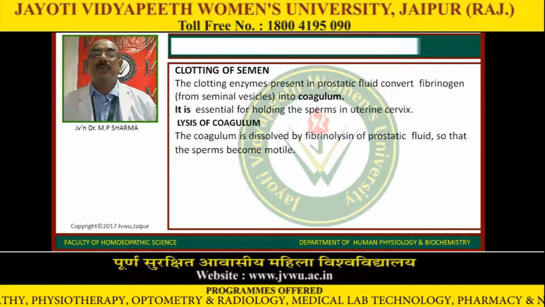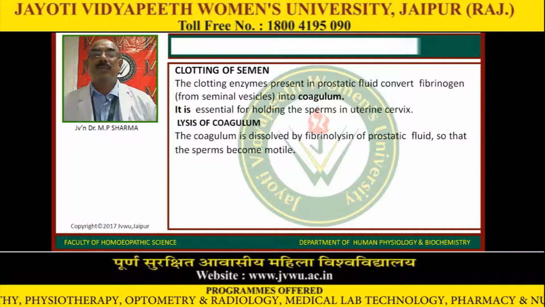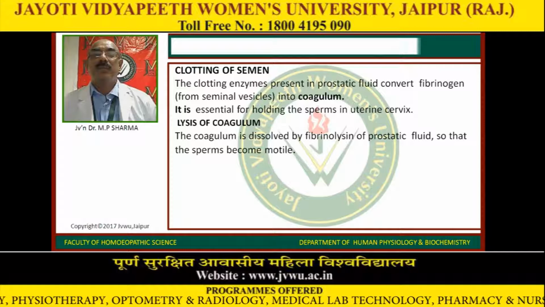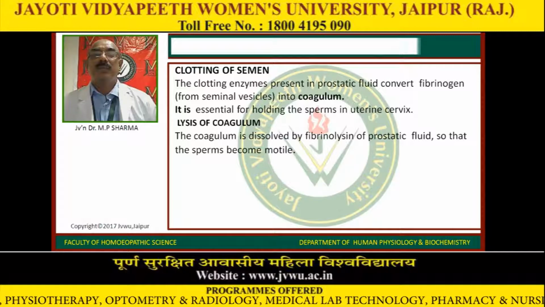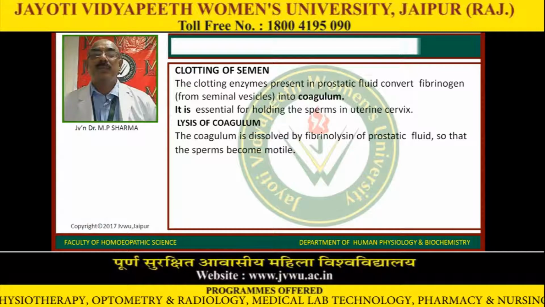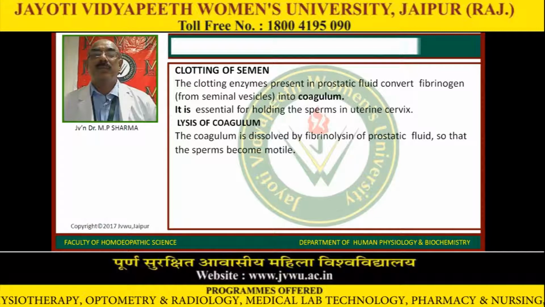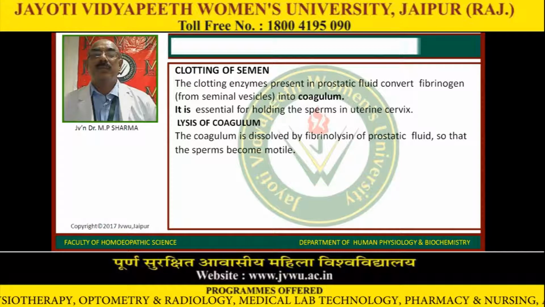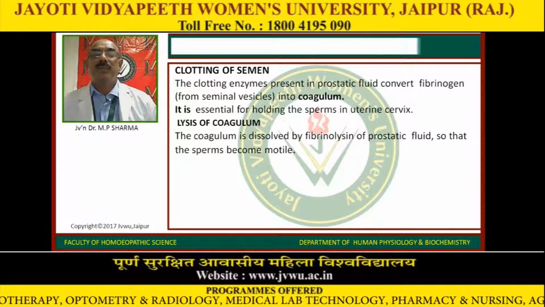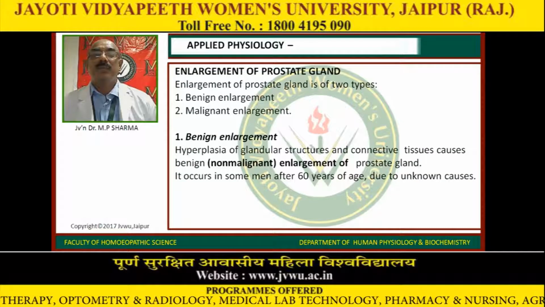Now, clotting of semen. The clotting enzymes present in the prostatic fluid convert fibrinogen into coagulum, and it is essential for holding the sperms in uterine cervix. Lysis of coagulum: the coagulum is dissolved by fibrinolysin of prostatic fluid so that the sperm becomes motile.